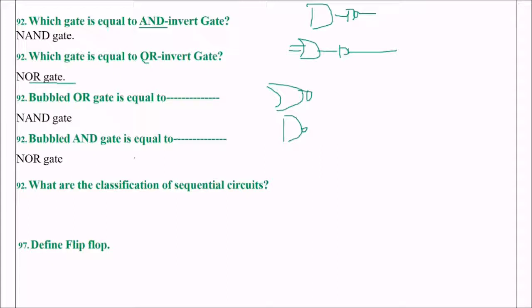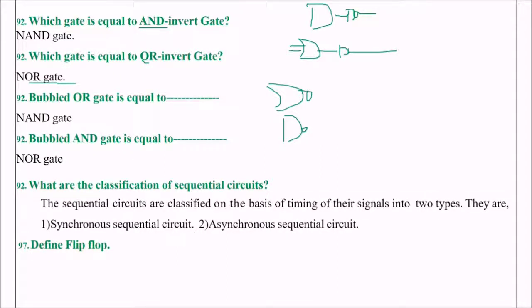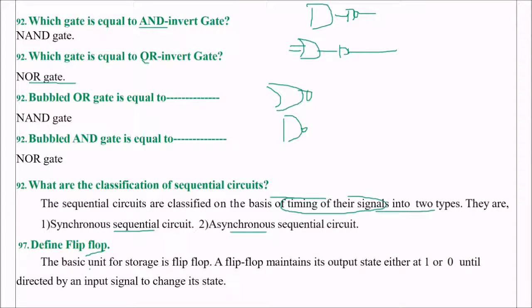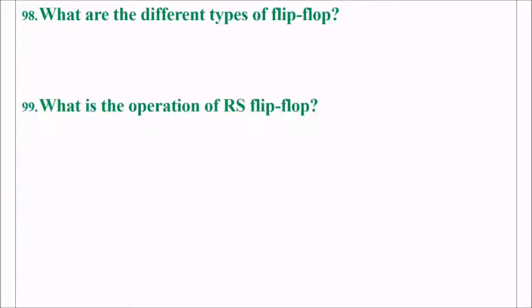What are the classifications of sequential circuits? Sequential circuits are classified on the basis of the timing of their signals into two types: synchronous sequential circuits and asynchronous sequential circuits. Define the flip-flop. What is a flip-flop? The basic unit of storage in your system or hardware is the flip-flop. This flip-flop maintains its output state either at 1 or 0 until directed by the input signal to change its state.